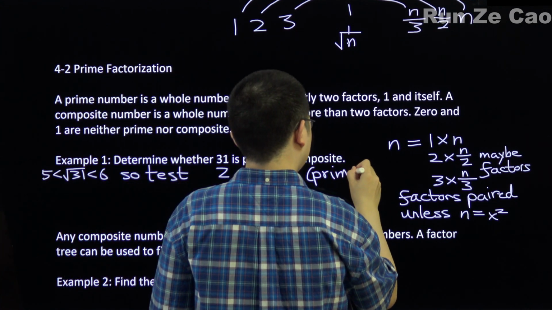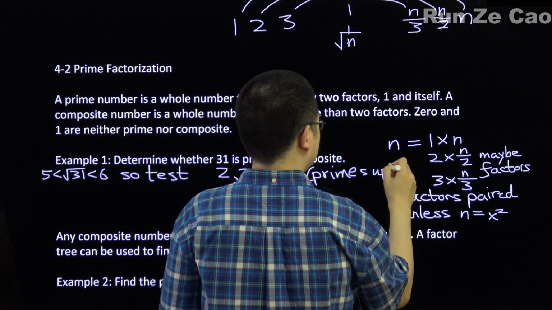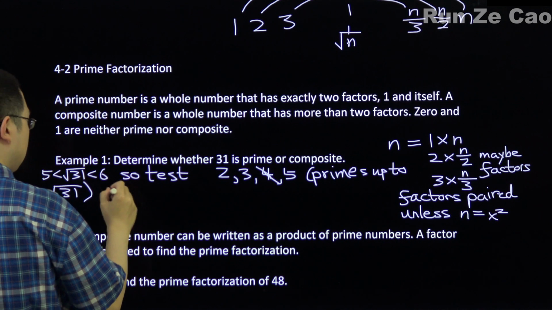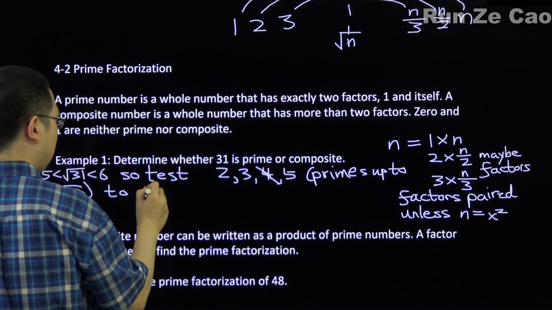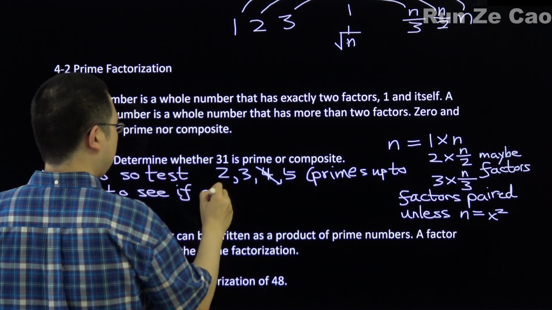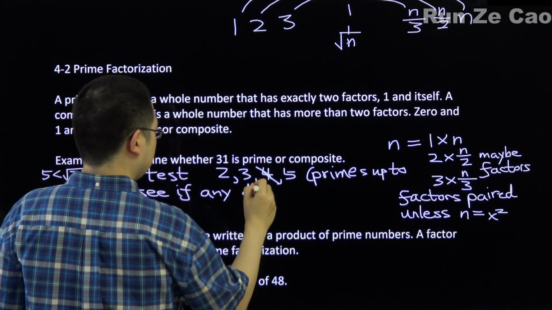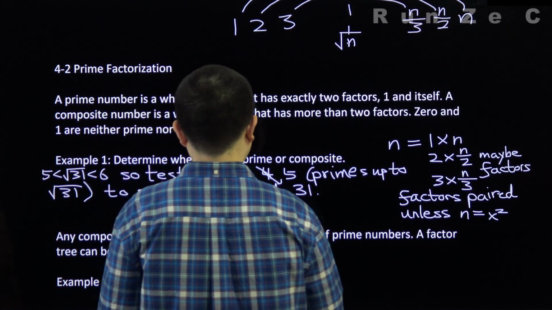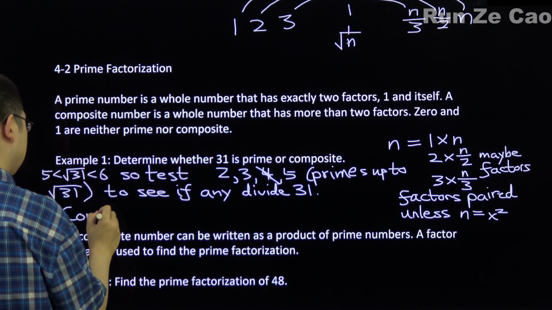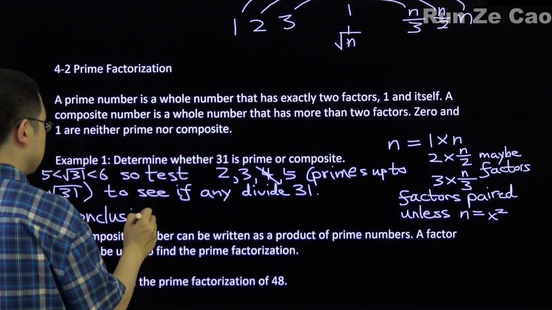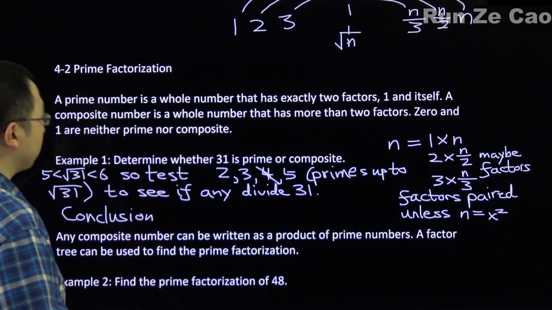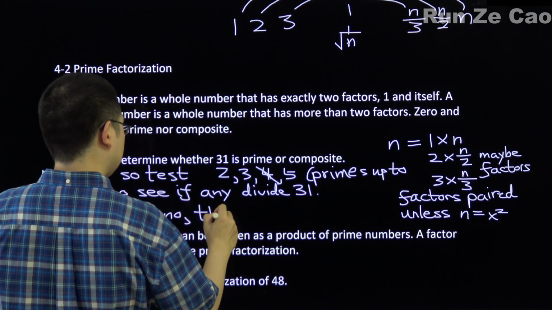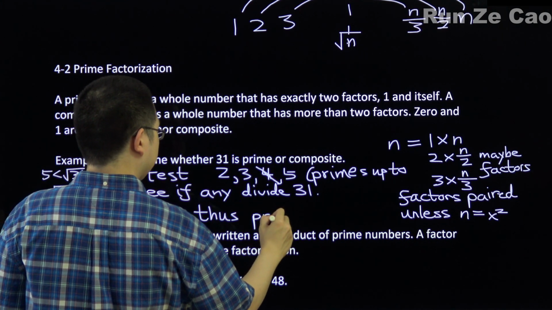Primes up to square root 31 to see if any can divide 31. Conclusion is, of course, no. 31 is not divisible by 2, 3, or 5. No. Thus, it's prime.